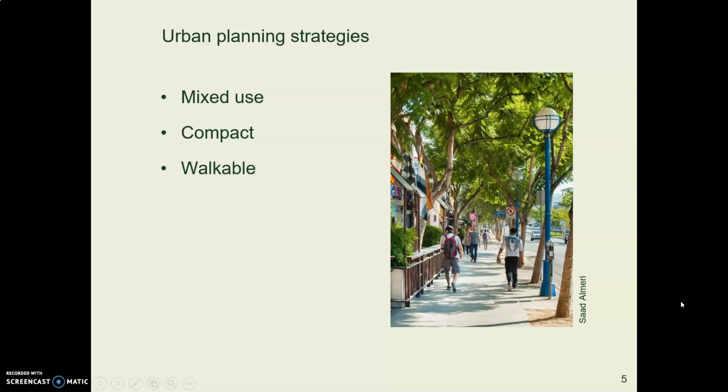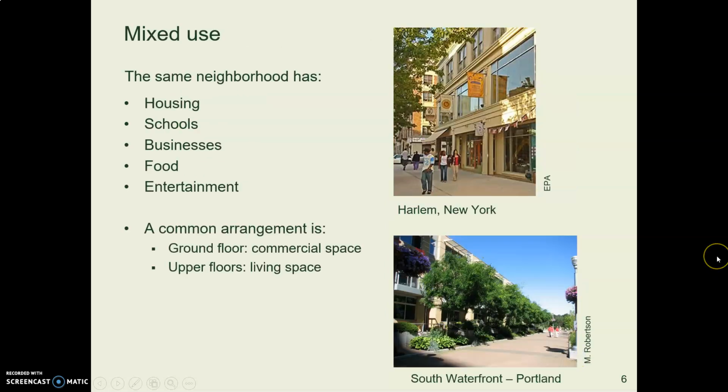LEED for Cities certification looks to these approaches for urban planning. Mixed use, compact spaces that are walkable. Mixed use means you have a number of uses mixed into the same neighborhood. So where you live, you can also find your school, places where you need to shop, places to buy food, places for recreation and entertainment. You can get there by walking often. You don't need to drive huge distances. And that means probably you can find jobs in that mixed-use neighborhood. And one common arrangement is to find commercial space on the ground floor, like we see here in these two examples, and then living spaces on the upper floors.